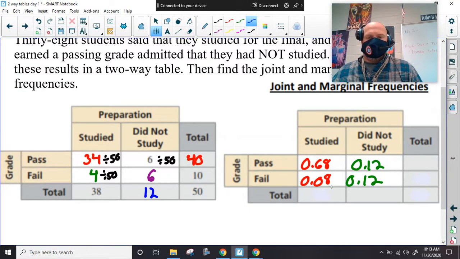So for our totals this way, divided by 50, this is 0.76. This is 0.24.